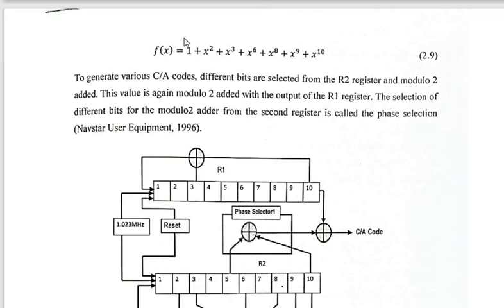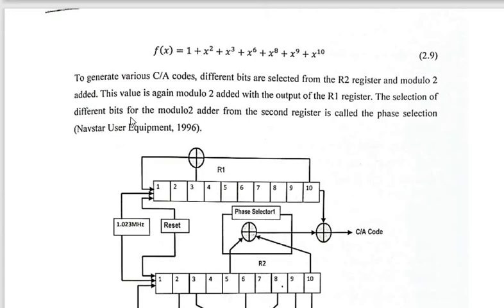So what is the register R1 equation? f(x) = 1 + x^3 + x^10, meaning bits 3 and 10 are fed back to the input. In the register R2, these bits are fed back and modulo 2 added, and this output of register R2 is again modulo 2 added with the output of register R1. So the output of R1 and the output of R2 should be modulo 2 added, correct?